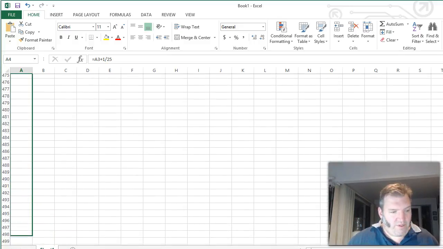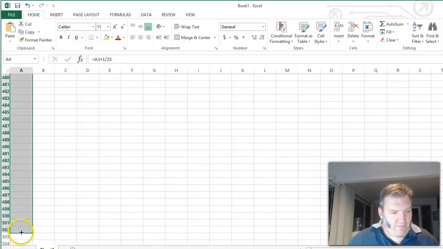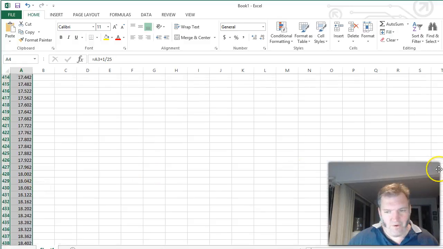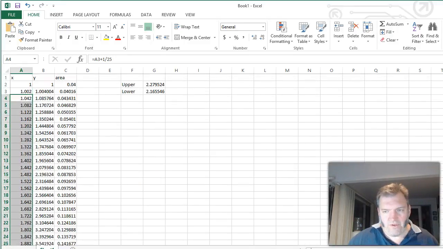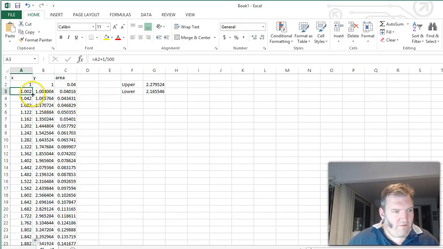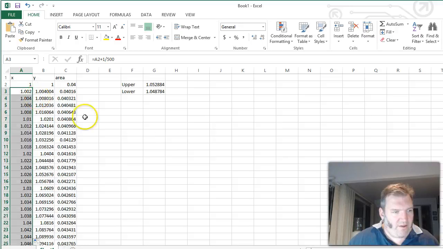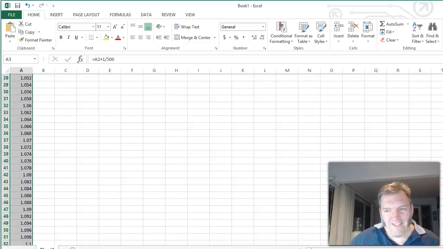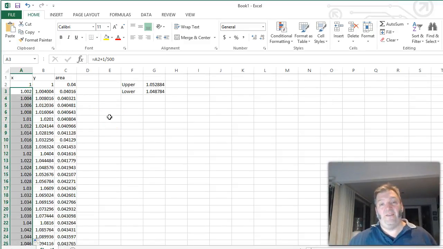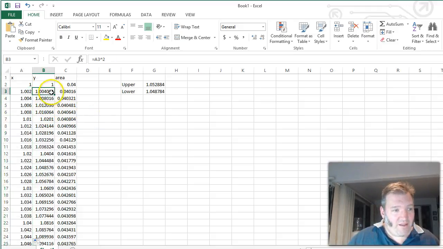Oh, I scrolled pretty quickly that time without messing it up, hopefully. Nah, of course I messed it up. What did I do wrong? Probably just grabbed the wrong one. 1/500. I need to do that one now, and that should change them all. There we go. Now we've got from 1 to 2 going up by 0.002. 2,000th, yeah, of course, that's 1/500th. That makes sense.